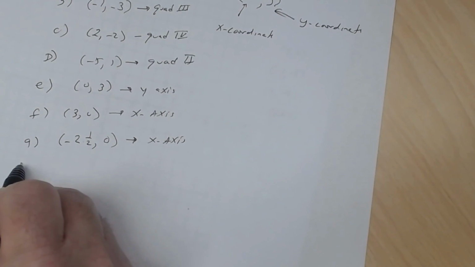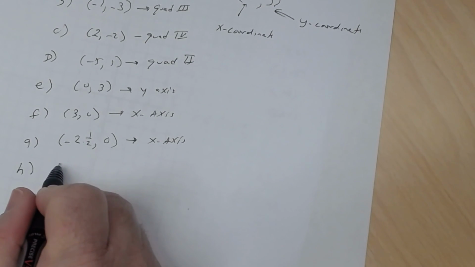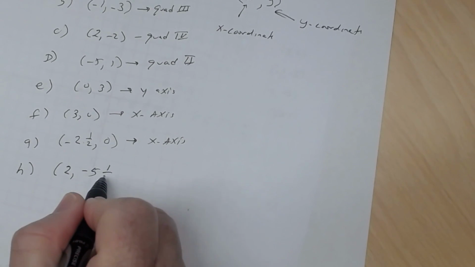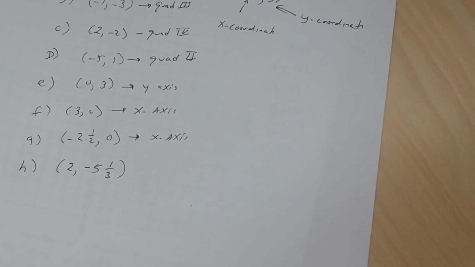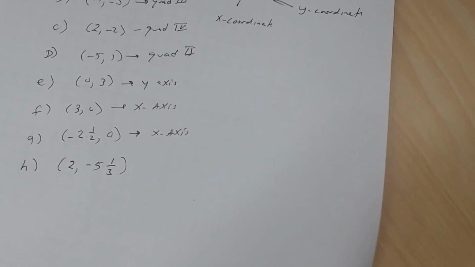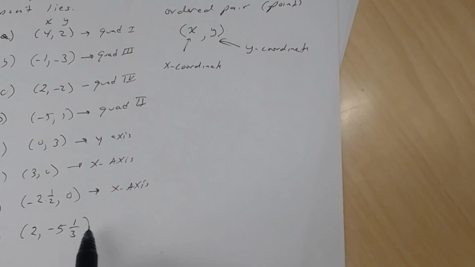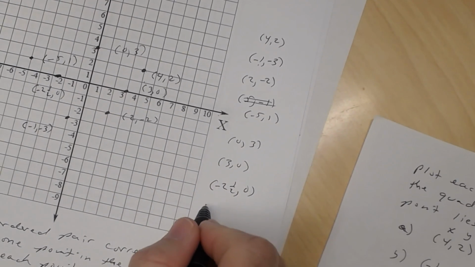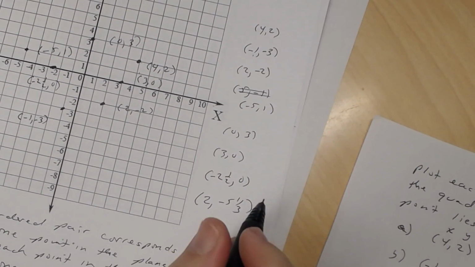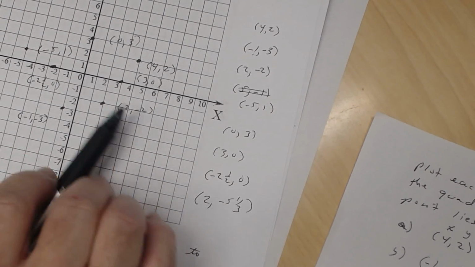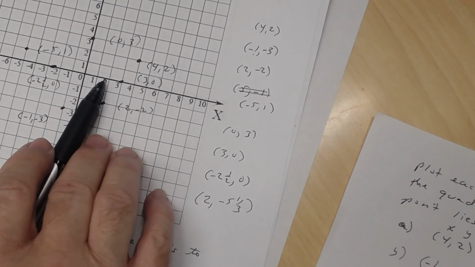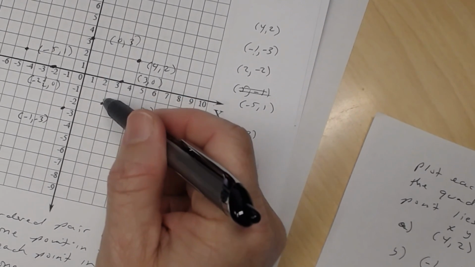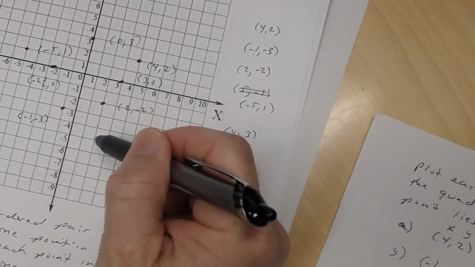All right, so let's look at H. So let's suppose in H we had (2, -5 1/3). All right. So again, we have a fraction right here, so we're going to have to estimate where it's located. Okay, so remember, we're trying to plot the point (2, -5 1/3). All right, so again, I start at the origin. The x-coordinate is a positive 2, so I go to the right 2 units. And then the y-coordinate is -5 1/3. So I go down 5 units, 1, 2, 3, 4, 5, and then a third more.